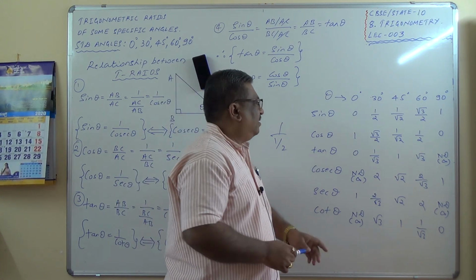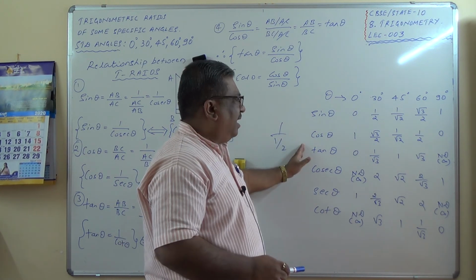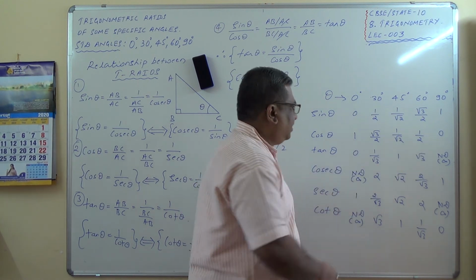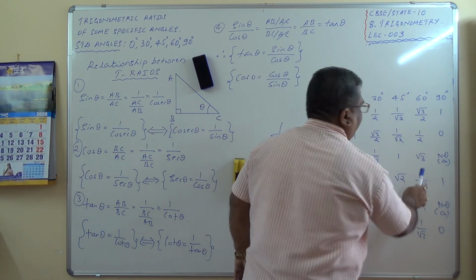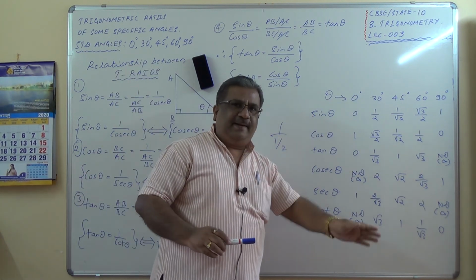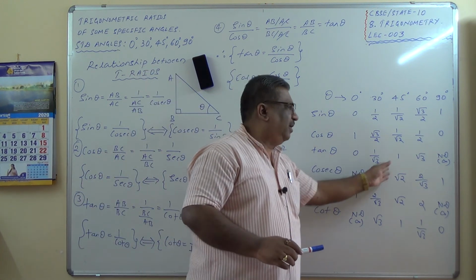Now one more thing here: sine and cos you will be able to remember very clearly. For tan, 0, 1 over root 3, 1, root 3, infinity. That means these three parts are to be remembered: 1 by root 3, 1, root 3. How do you remember 30, 45, 60? 1 by root 3, 1, root 3.